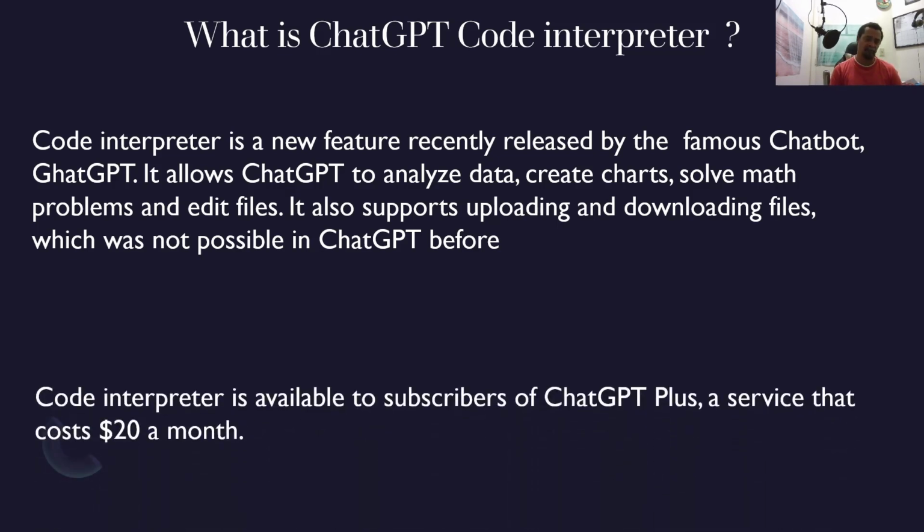Code Interpreter is only available to subscribers of ChatGPT Plus, a service that costs $20 a month, which is approximately $240 per year, which I believe is really worth having so that you can boost your productivity whenever you want to analyze, get insight, or have a first shot of the storytelling behind your data set.